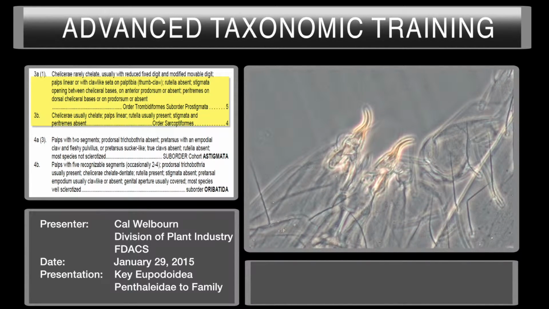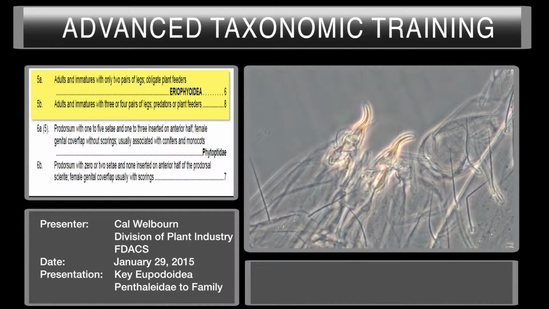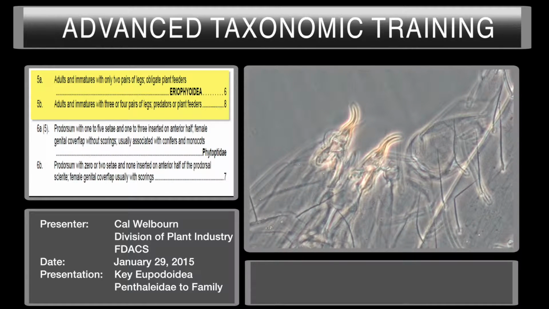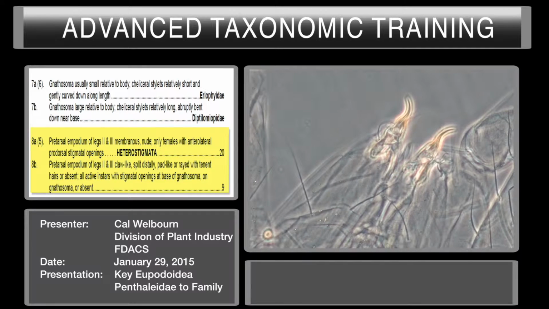So this is a Trombidiformes, a Prostigmata. We go to couplet 5, and it says adults with 3 or 4 pairs of legs versus 2 pairs of legs. And we already have seen it has 4 pairs of legs. So we move on to couplet 8. And here's where we might have a problem. It says prodorsal trichobothria present or absent. This is a major character in the key.